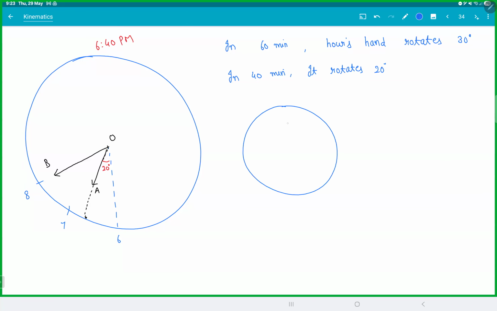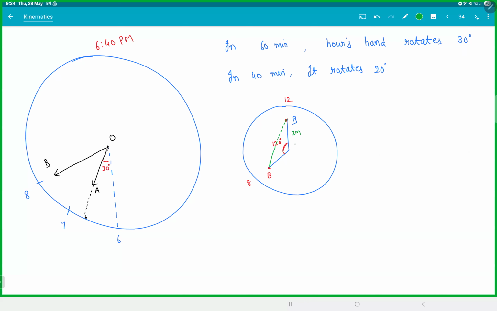Let's look at each needle. Initially, B used to be here. Now B is here. So initially B used to be here at 12. Now B is at 8. So the angle between two numbers is 30 degrees. So this angle is 120. I want you to find the distance between them. So this is your displacement.